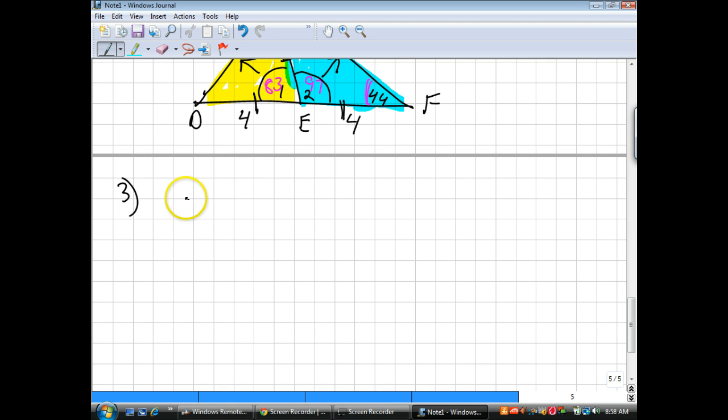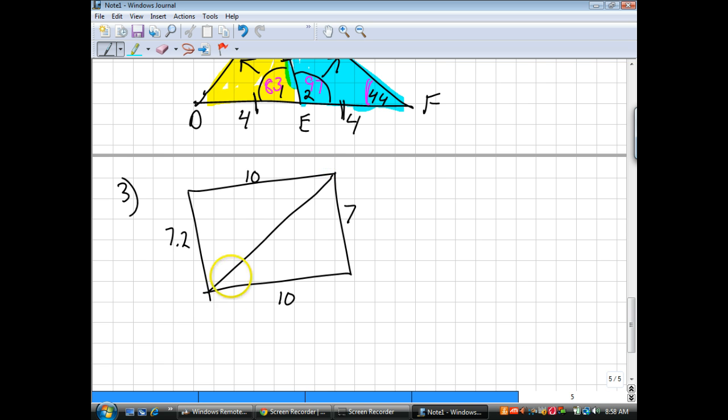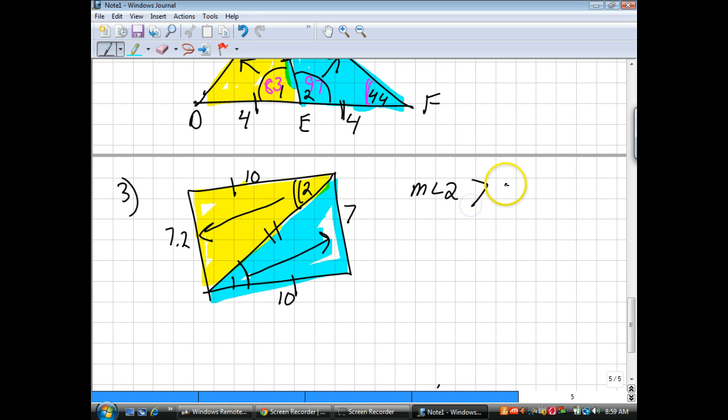Okay, so let's say I have this picture, and I know that this is 10, this is 10, this is 7, and this is 7.2. And I have angle 1 and angle 2. Okay. Well, again, I have this triangle, and I have this triangle. And in these two triangles, I know this side's congruent to this side. I know this side's congruent to itself. So this is the included angle, and this is the included angle. The side opposite angle 2 is longer than the side opposite angle 1. So therefore, measure of angle 2 has to be greater than measure of angle 1. Okay? And that's by the side-side-side inequality theorem.